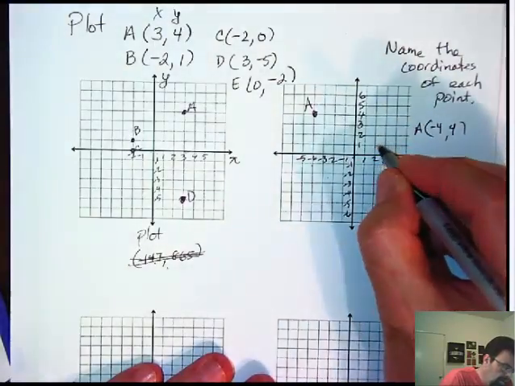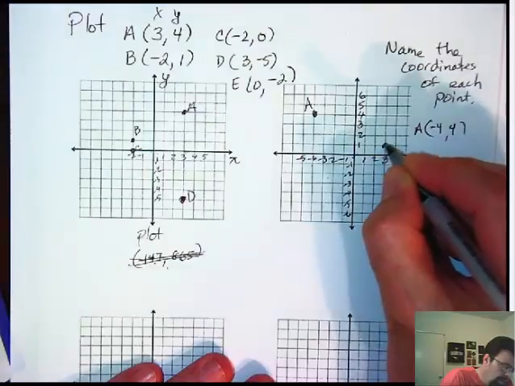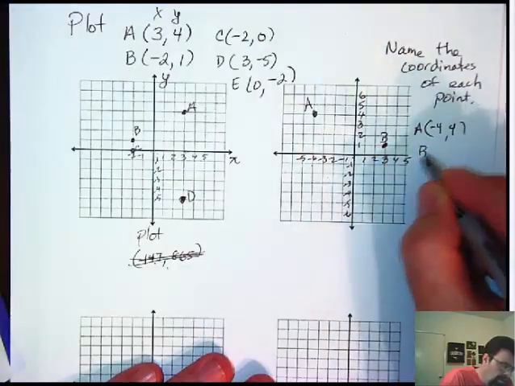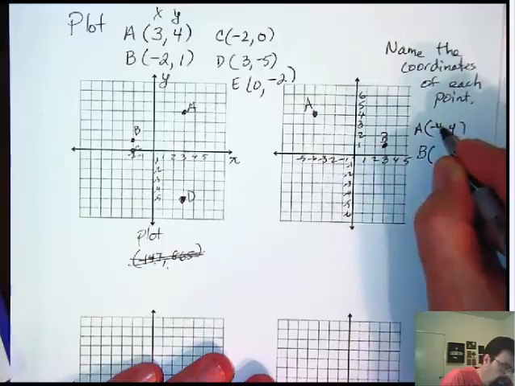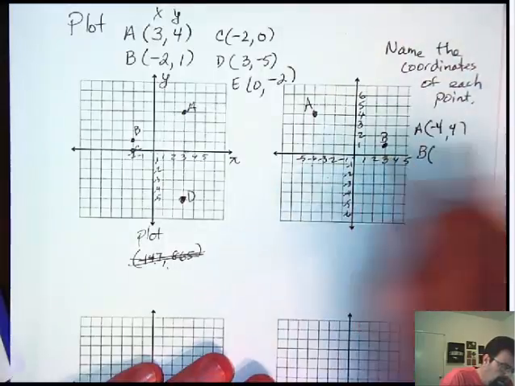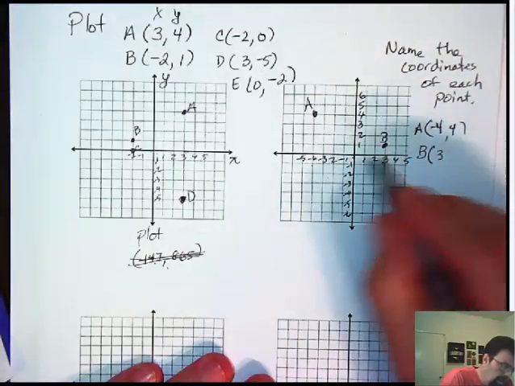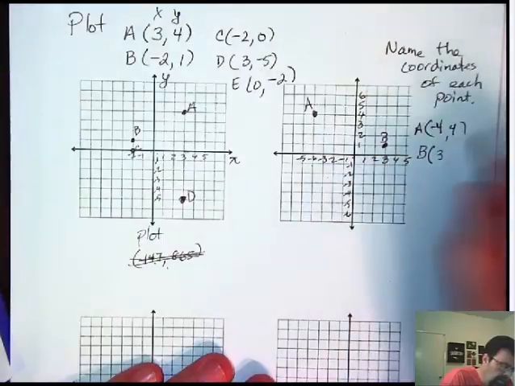How about B? B would be 3 for X. X is 3, and Y would be 1.